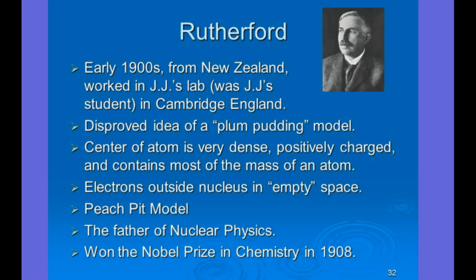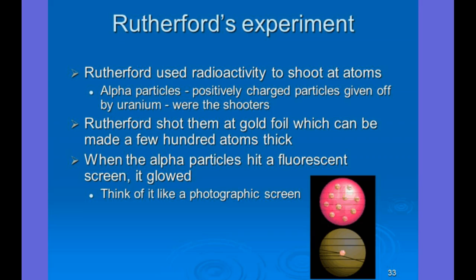He did this experiment called the gold foil experiment. His model is sometimes referred to as the peach pit model because peaches have these stone pits that are dense and hard in the middle, and essentially that's what he did. He said, the atom must have a nucleus that comprises most of the mass of the atom. It must be pretty dense, and it's positive in charge.